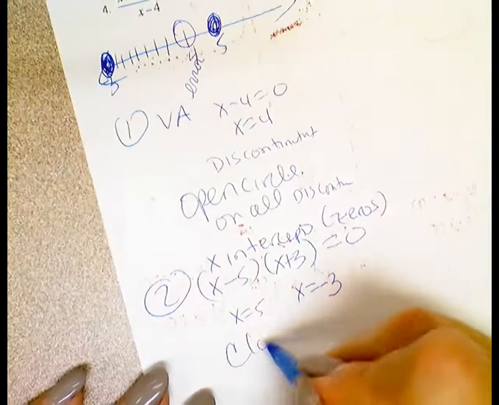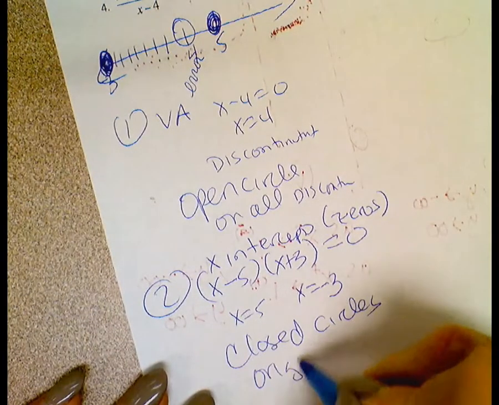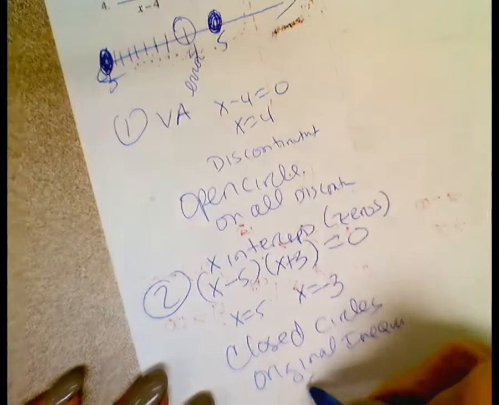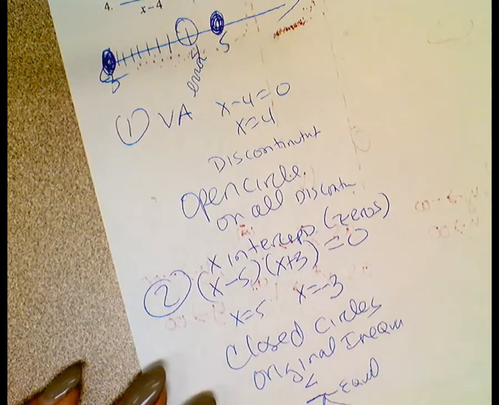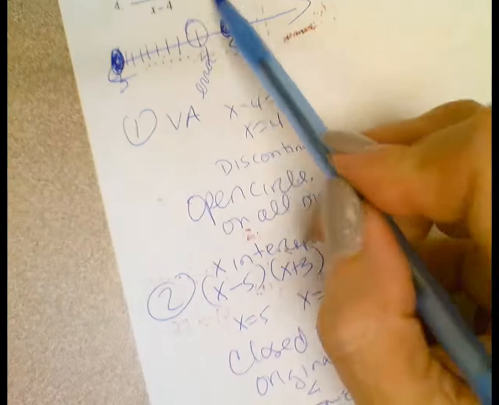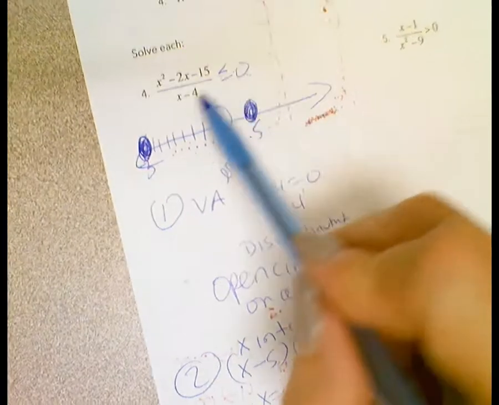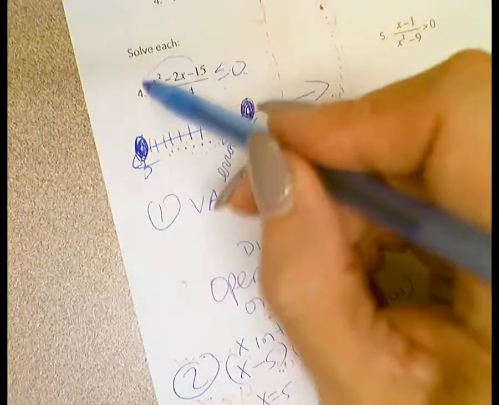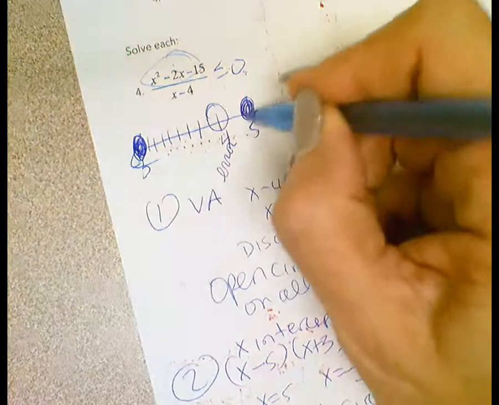The reason these are closed circles is because the original inequality was less than or equal. That means if x was 5 and you plugged it in, this whole thing would be equal to 0 because 5 makes this top 0. And if you plug the negative 3 into this top, it's going to make the top 0 and make it equal to 0. So that's why these are closed.